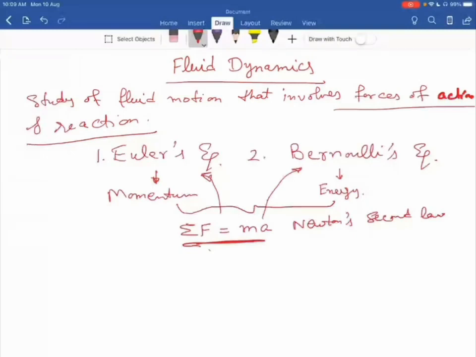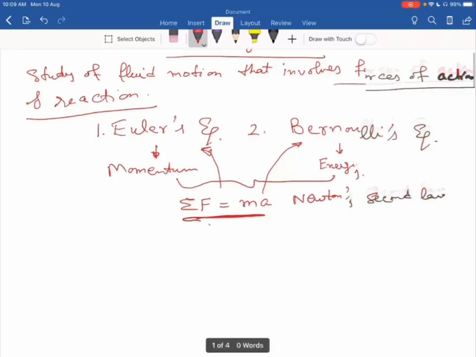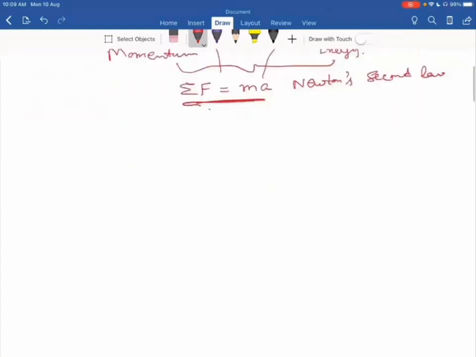Now I try to derive the first equation, Euler's equation. In our syllabus, for Euler's equation we have the general form as well as the Cartesian form. So in our syllabus we have only two forms for this equation, general and Cartesian. I will now derive the general form of Euler's equation.